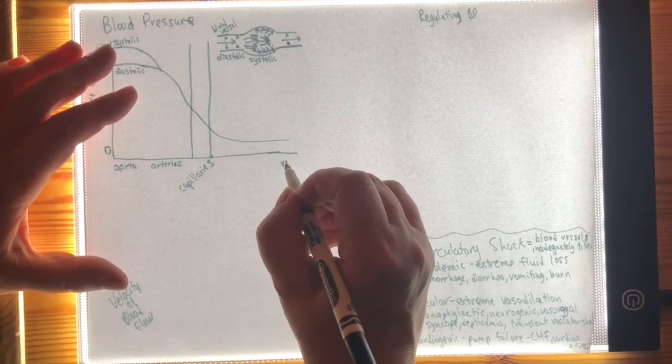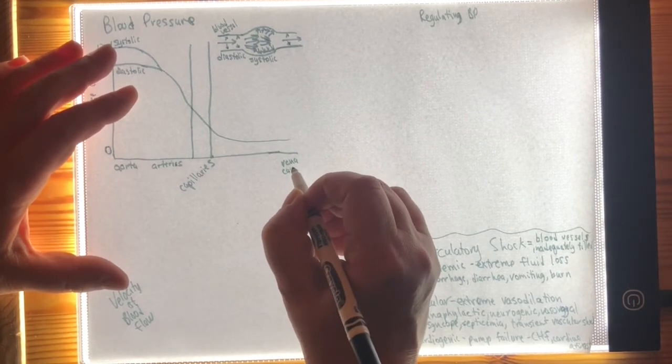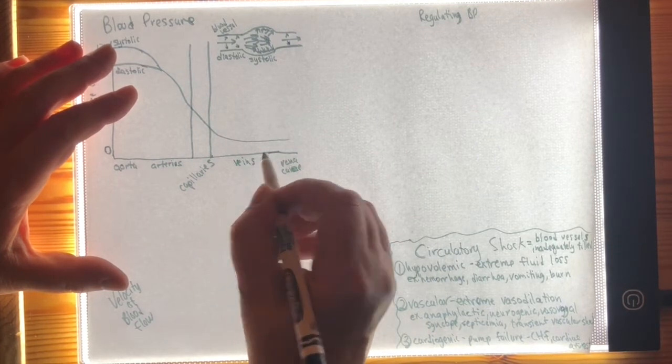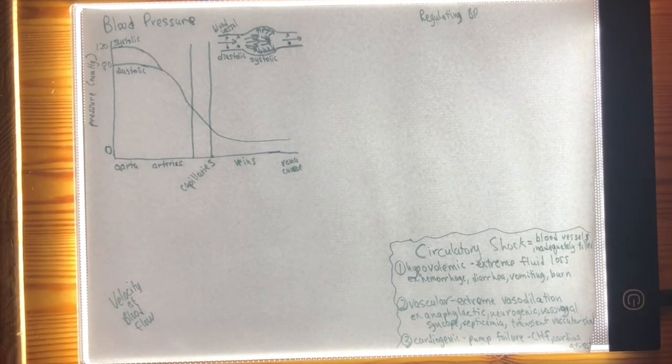And then the further you get away from the heart, or the further you get away from the ventricles, I suppose, like for example, the vena cava or the veins, you're going to have pretty low blood pressure. So you're going to be approaching zero. So hardly any pressure in those blood vessels at all.